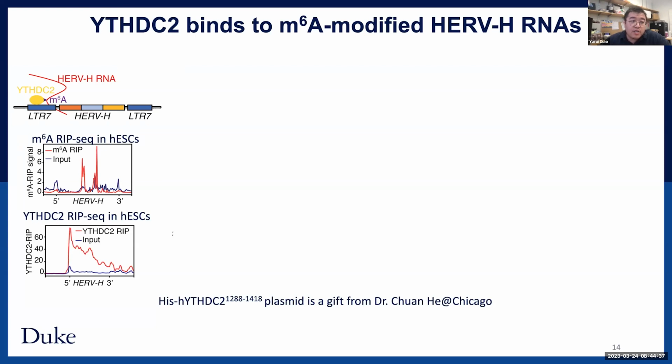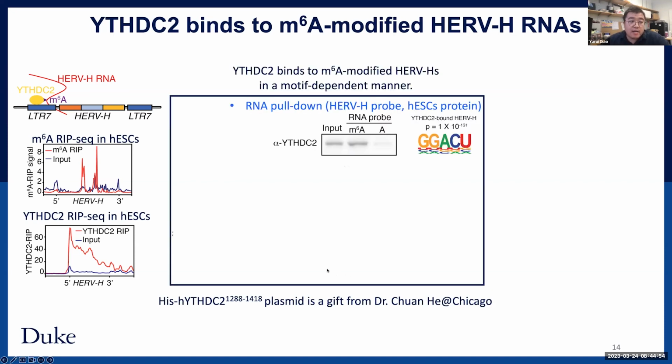As I mentioned, HERVH RNA is highly abundant in human ESCs, so we want to make sure that the enriched binding of YTHDC2 on HERVH is not simply due to the abundance of HERVH RNA. So we analyzed the HERVH sequences that are bound by YTHDC2, and we were able to recover a conserved m6A motif that is significantly enriched in the HERVH sequences bound by YTHDC2.